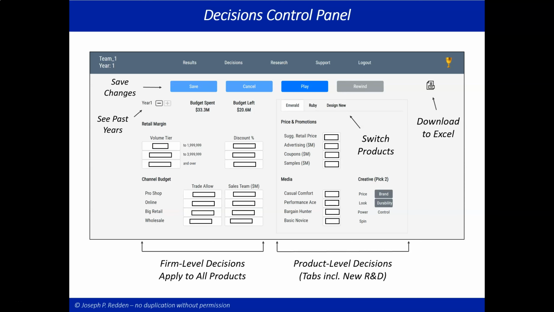And likewise, the trade allowance are dollars that the firm gets to spend on any of your products the way they see fit. It's not earmarked for one specific product. On the right side are all the decisions you'll make for the different products. And you can use the tabs to move among the products that you have right now. And here you'll set the price, the advertising level, the coupons and samples for that product.